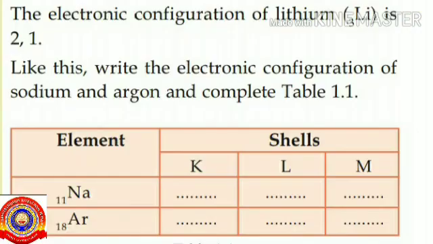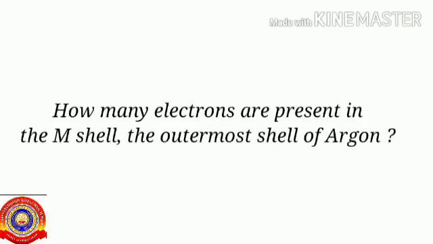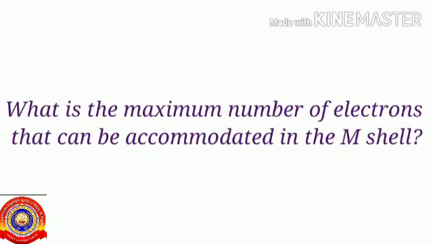You know that electronic configuration of lithium is 2,1. Like this, can you write the configuration of sodium and argon? And tell me, how many electrons are present in the M shell of argon? Right answer, 8. And what about the maximum number of electrons that can be accommodated in the M shell? Very good, it is 18.